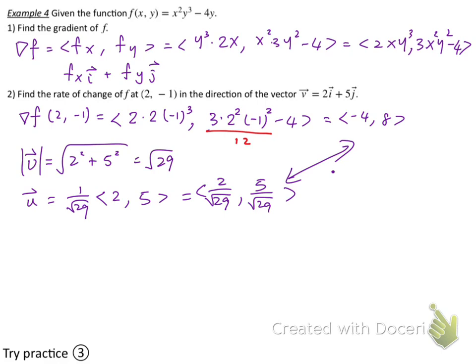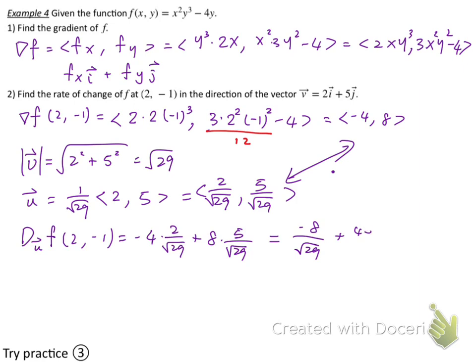And then I dot these two. The directional derivative in the direction of u of f at 2, -1 equals -4 times 2 over square root of 29 plus 8 times 5 over square root of 29. This will be negative 8 over square root of 29 plus 40 over square root of 29, which is 32 over square root of 29. Okay, so that is the rate of change of f in the direction 2i plus 5j at the point 2, negative 1.